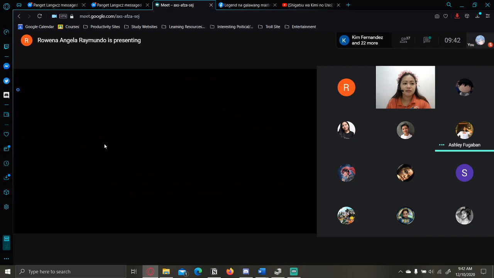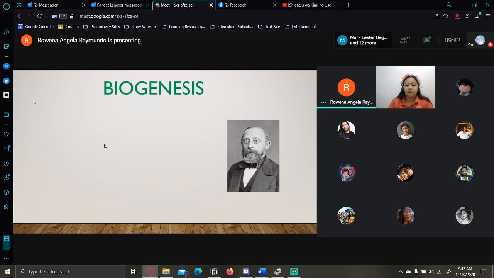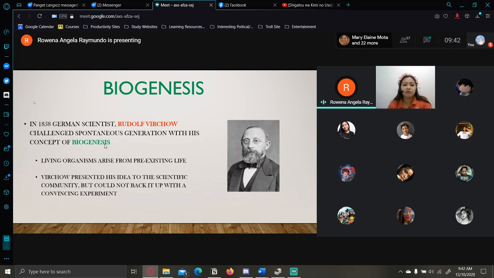Tapos na po. Okay. Worksheet number 3 is about Koch's postulates and other scientists who contributed in the study of microbiology as a science. But we focus on Koch's postulates. Dahil na-disprove ni Louis Pasteur ang theory ng abiogenesis or theory of spontaneous generation, syempre merong alternative na theory.